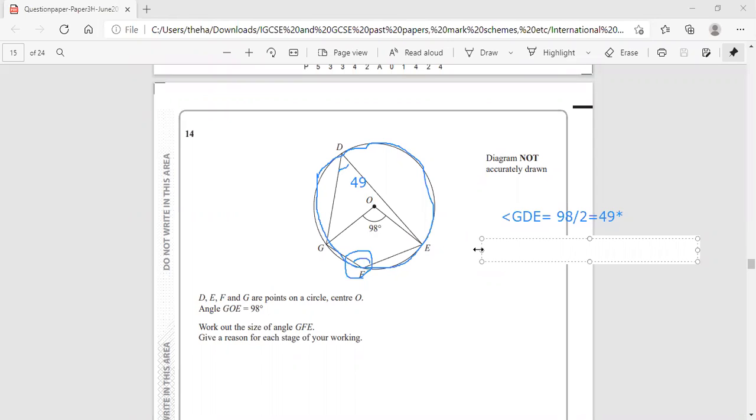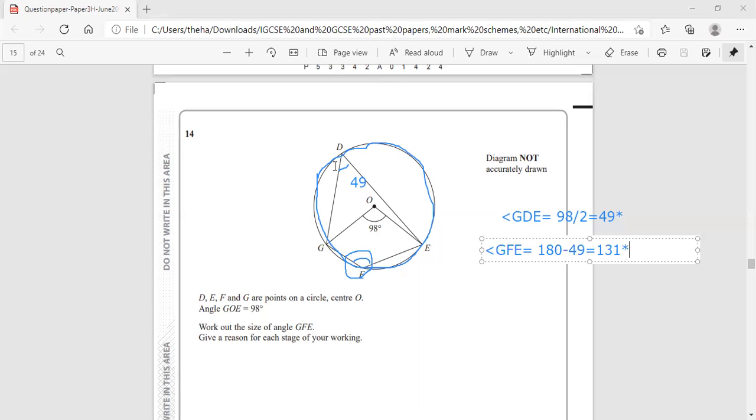Next part. We've got angle GFE, which is what we're looking for. Angle GFE equals 180 minus 49 equals 131 degrees, and we have to give a reason for that 4th mark, so we get all the marks in this question. And our reason is opposite angles in a cyclic quadrilateral add up to 180 degrees.